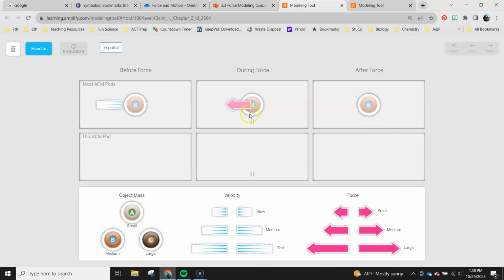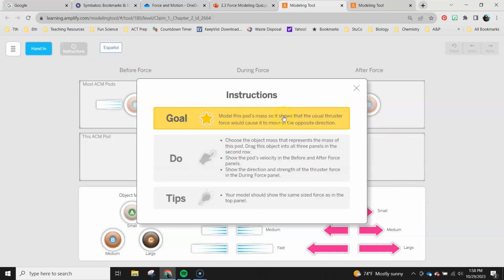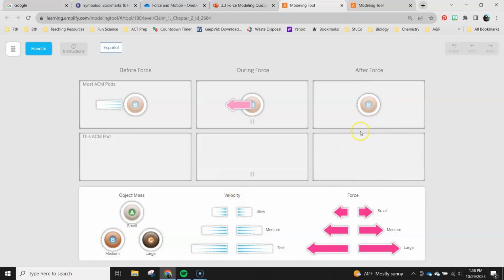And then show me what happens if, again, our pod is turning around and moving in the opposite direction, which is your goal here. Okay, so make sure you guys use the correct velocity to show the after force part. Once you guys are done with those 3 things, you should have 3 pucks that are all the same. You should have a pink arrow in the middle box to show the thruster force, and you should have one of these velocity little tailwinds to show the movement of the pod after the thrusters fire.